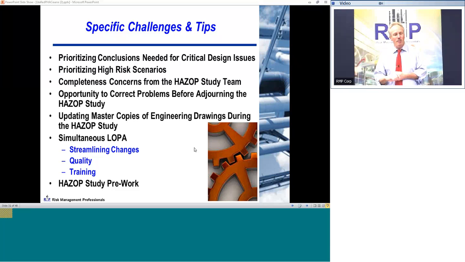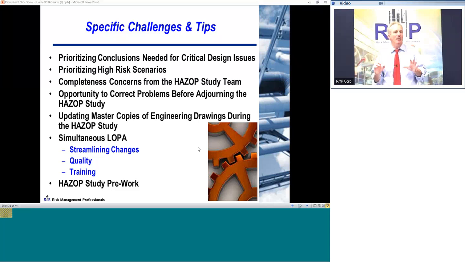Talked about updating copies of the engineering drawings during the HAZOP study. And talked about earlier about LOPA. As necessary, if you're well prepared to address questions rather than have the team debating things or talking about things in a semi-quantitative framework, gosh, bring in a LOPA tool. Get things addressed. With a good facilitator, if you do this properly, the LOPA, the HAZOP, and the design effort can all work together and actually get problems resolved on the spot.